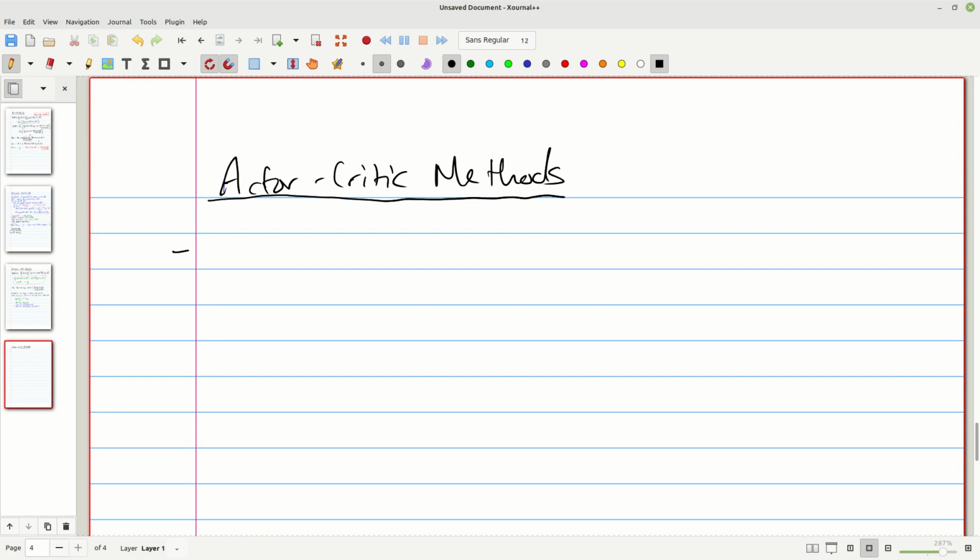So let me write this down. A critic means using our value functions, or value function estimates, for bootstrapping.